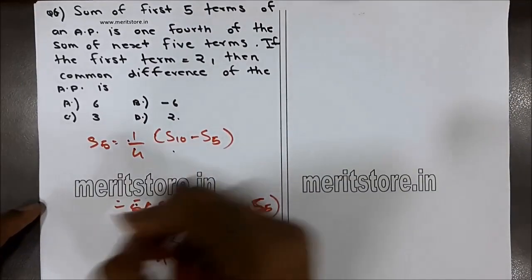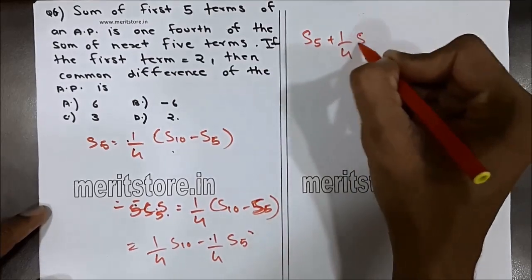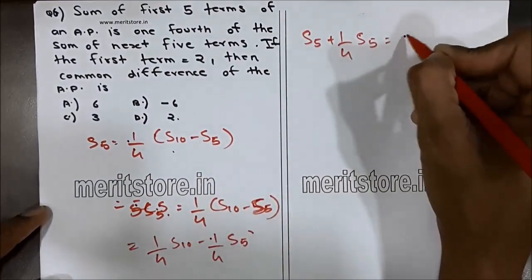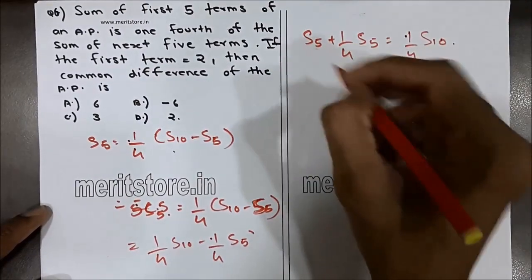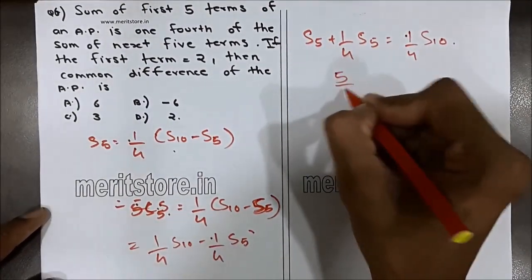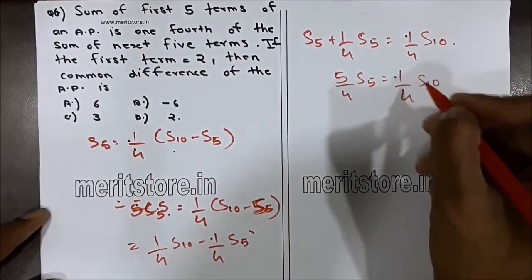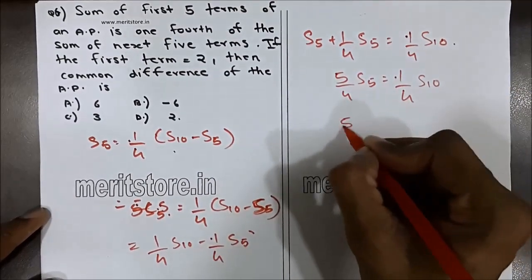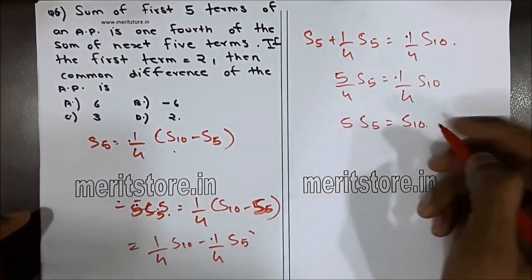We take S5 to the left hand side, we get S5 plus 1 by 4 S5, which is equal to 1 by 4 S10. We solve this, we get 5 by 4 S5 is equal to 1 by 4 S10. So we get 5 S5 is equal to S10.